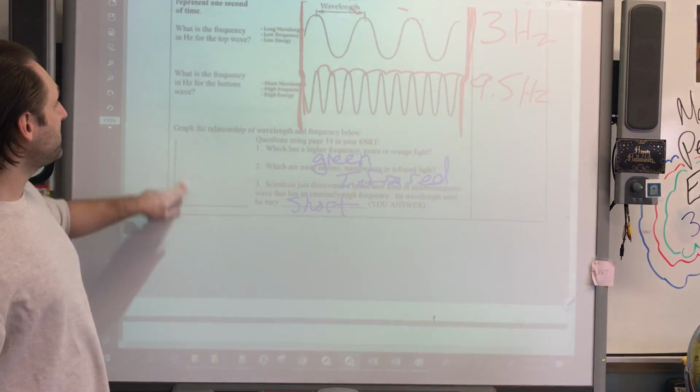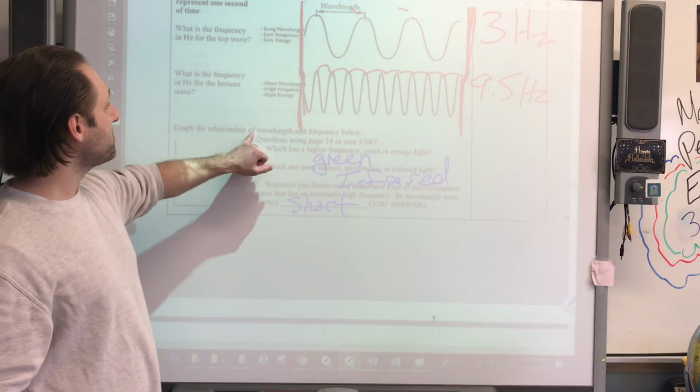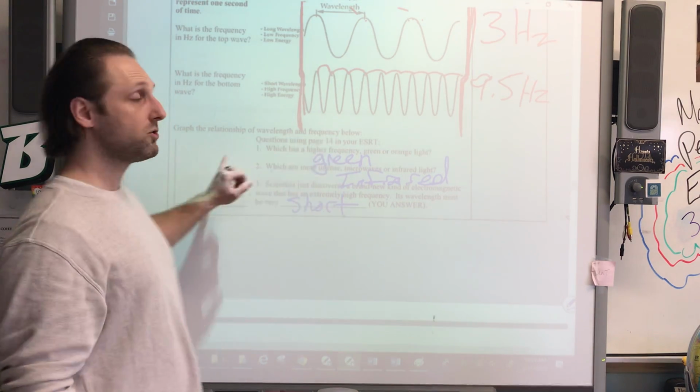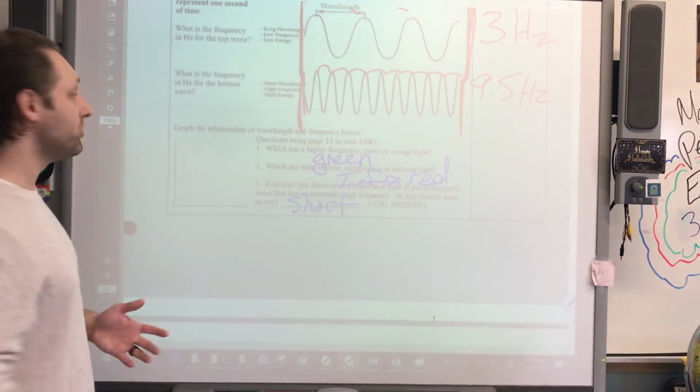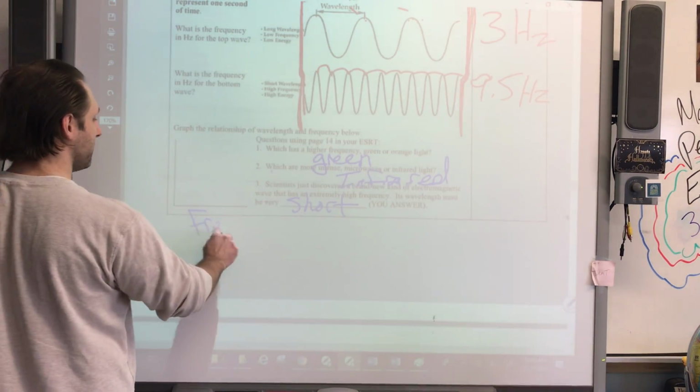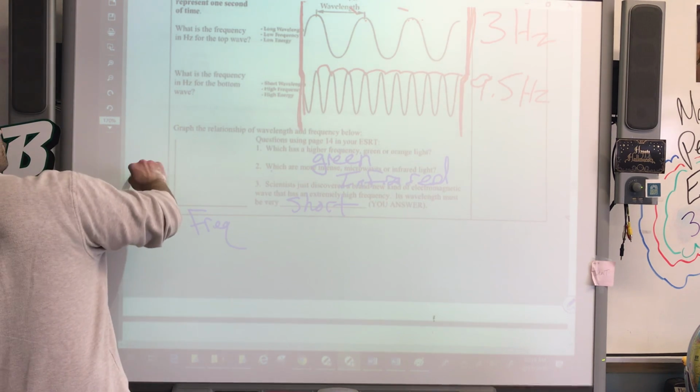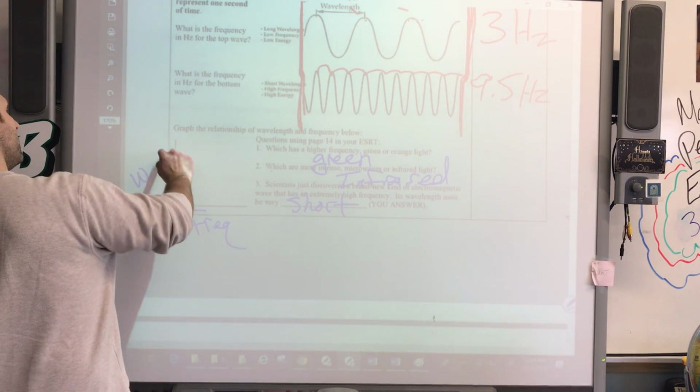So we want to, in this graph here, we're going to graph the relationship of wavelength and frequency. So I don't mind which way you do it, but I'm going to choose frequency here, and I'm going to do wavelength.